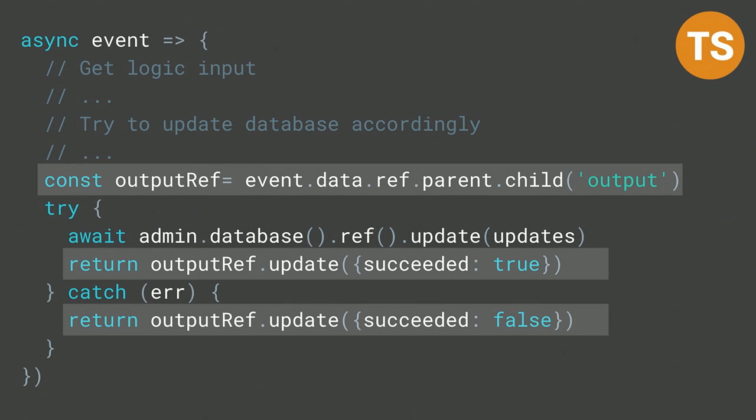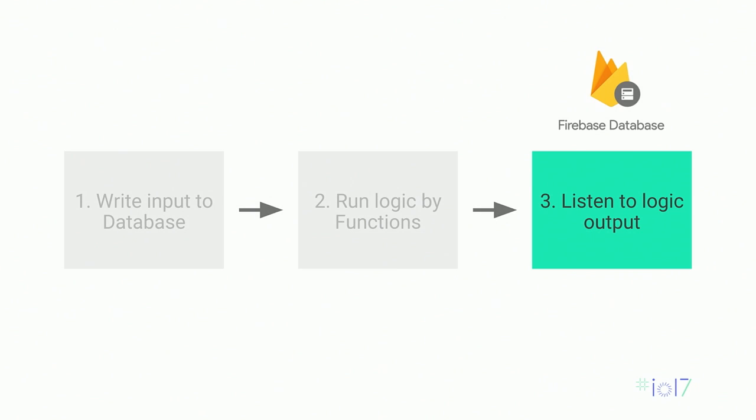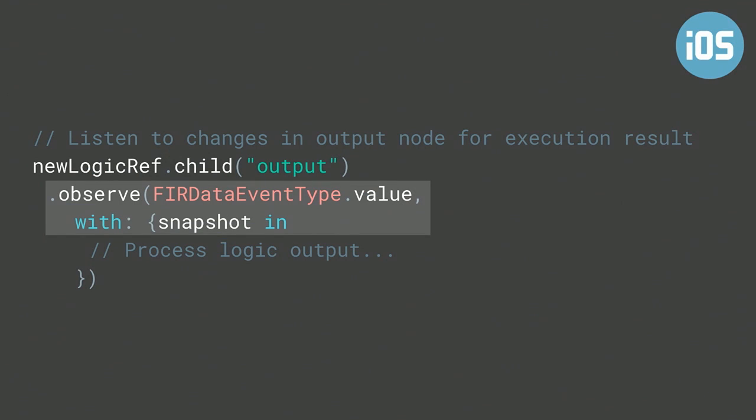Then finally, once our database update has completed, we write the result to the corresponding output node so that our client app can show the result to our user. And lastly, again from our client app, we listen to our logic output in Realtime Database. This is very straightforward. So we had our database reference to our logic execution earlier. All we have to do is listen to change in each child node containing the logic output. Once we have the output, we show it to our users accordingly.